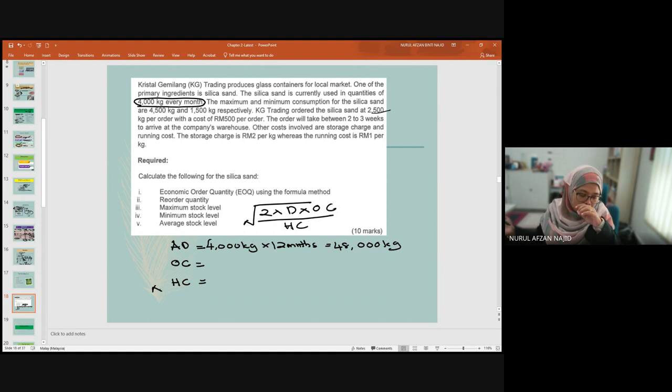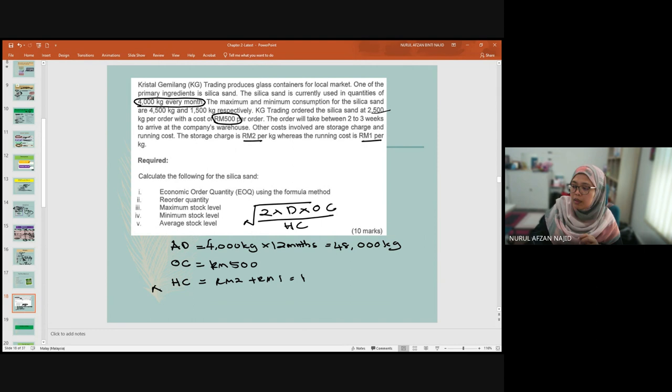4,000 setiap bulan. So kalau setiap bulan, kenapa darab dengan 12 madam? Sebab setahun ada 12 bulan. So darab dengan 12. Dan kita keluarkan OC dia, berapa jumlah OC. Tadi kita dah tentukan, okay, 500 ni adalah OC per order. So letak 500. Dan dalam masa yang sama kita perlu cari holding cost. So holding cost RM2 dengan RM1. So RM2 tambah RM1 sama dengan RM3.